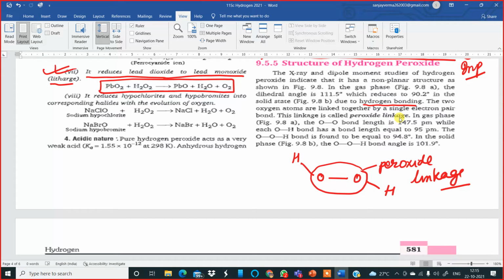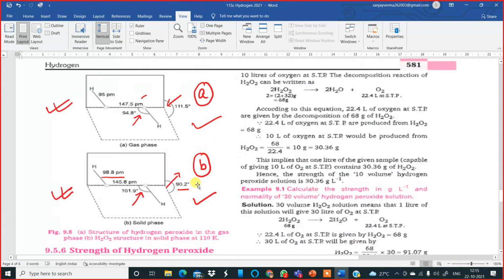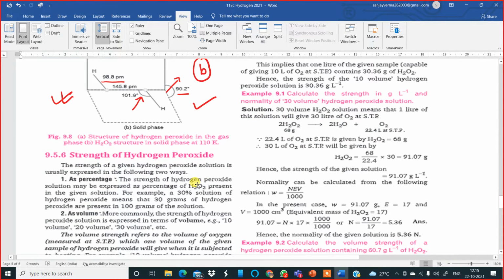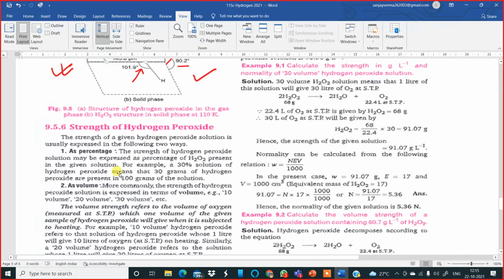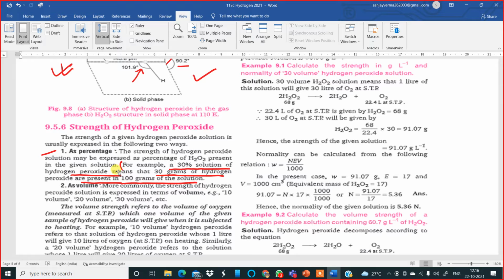That is important. Okay. After that, there are some numericals which are required, like strength of hydrogen peroxide. For this, I'll try to explain it to you as percentage. The strength of hydrogen peroxide may be expressed as the percentage of hydrogen peroxide present in the given solution. For example, if you take a 30% solution of hydrogen peroxide, it means 30 grams of hydrogen peroxide are present in 100 grams of the solution. Please remember this. That is as percentage.